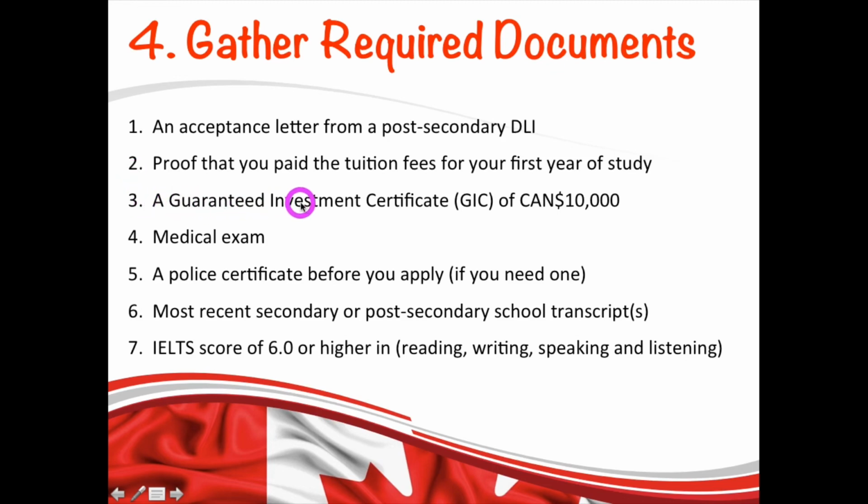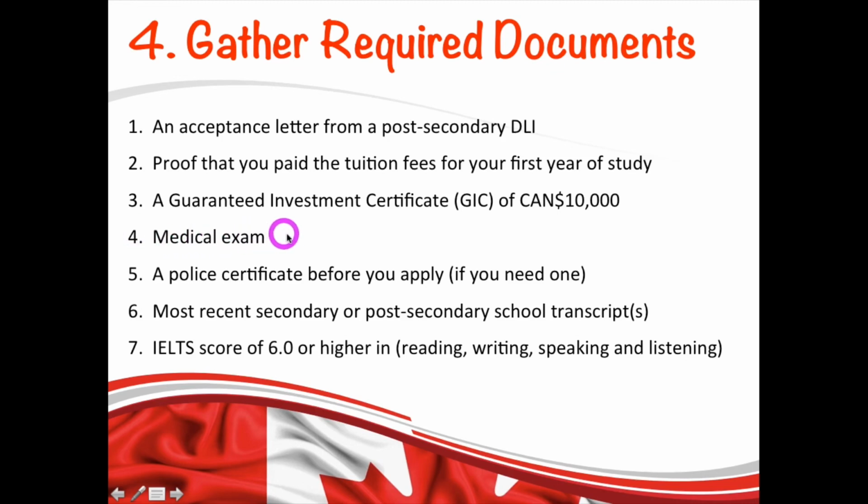The second is the GIC, which is a Guaranteed Investment Certificate. You must purchase a GIC of $10,000 Canadian. A GIC is the same as a fixed deposit account that you have to open before you land in Canada. You will have to deposit 10k Canadian dollars for you to use as a student when you come to Canada. It has a guaranteed rate of return for a fixed time, and you will have access to these funds when you land in Canada.